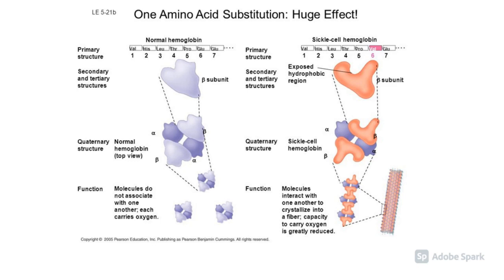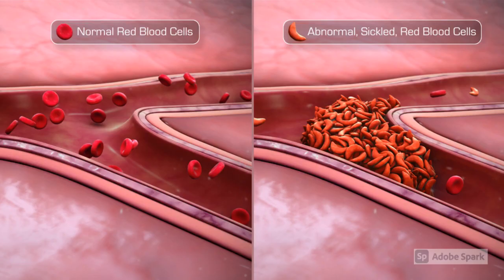This slight difference has caused the shape to change to a sickled molecule, which then caused the function of that protein to change. These sickled molecules then stick together, decreasing their ability to carry oxygen.